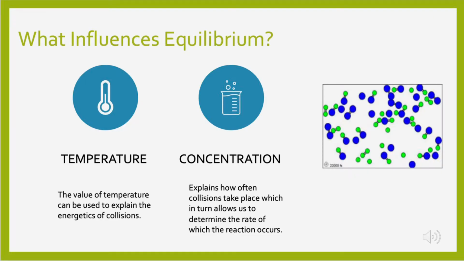What influences this? Well, there are two main factors that influence equilibrium: concentration and temperature. The concentration vouches for how often collisions take place. Fewer collisions take place in between the molecules when they are in a state of low concentration. This in turn would mean that the reaction would happen at a slower rate. The opposite is also true. If the concentration of the reactants is high, the reaction will occur at a faster rate.